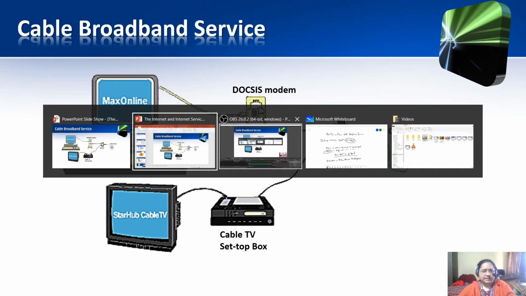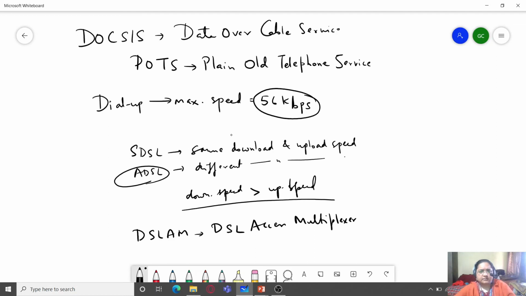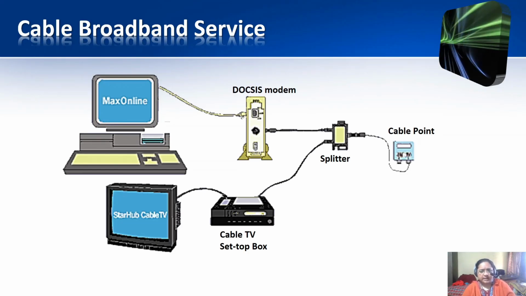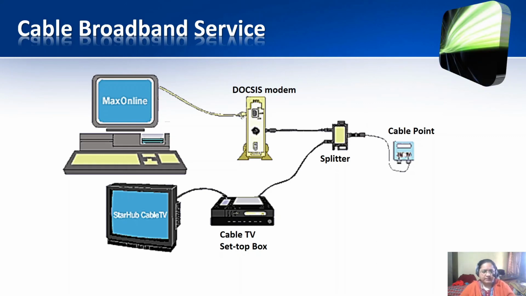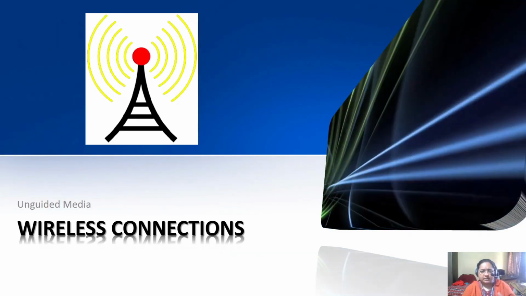This DOCSIS stands for data over cable service interface specification. So it travels over the cable television network. So one end goes into the television and the other goes into the modem, unlike the DSL or dial-up connection, where the other end goes into the telephone line.